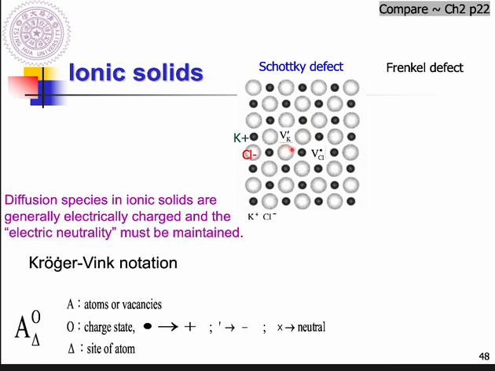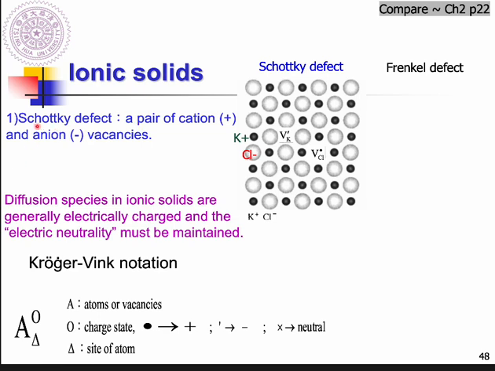Then let's move back. There are two vacancy formation mechanisms in ionic solid materials. The first one we call the Schottky defect. A Schottky defect is where you have a pair of cation and anion vacancies, a pair. Which means that the potassium ion and the chloride ion were both removed and left a pair of vacancies. This we call a Schottky defect.